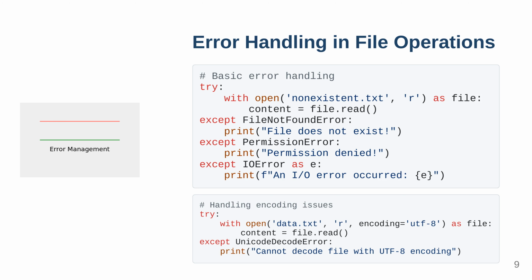Error handling is crucial for robust I/O operations. Files might not exist, permissions might be insufficient, or encoding issues might arise. Always use try-except blocks when working with files. Common errors include FileNotFoundError, PermissionError, and UnicodeDecodeError. Good error handling makes your programs more reliable and user-friendly.